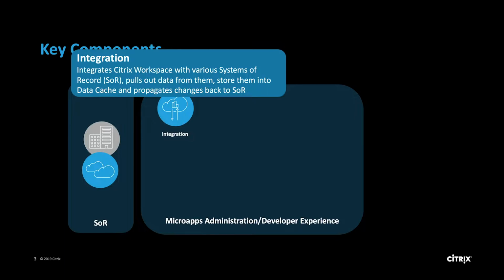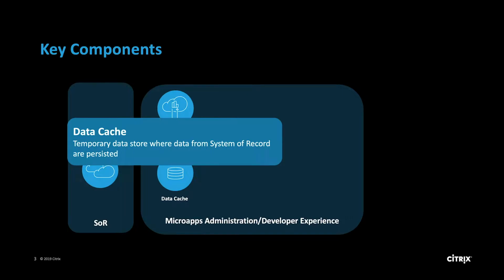It connects to it. It's capable of pulling out the data from it, as well as storing it into the data cache, and finally propagating the changes back to the system of record. A data cache is a temporary data store where we persist the data temporarily. And the reason why we're doing that is to be able to identify the changes in the data. Not all of the systems provide us the event streams, informing us proactively about the changes or the events based on the changes in the data.